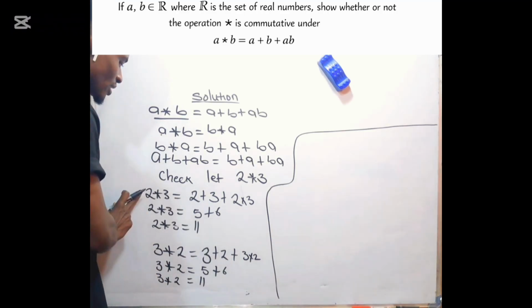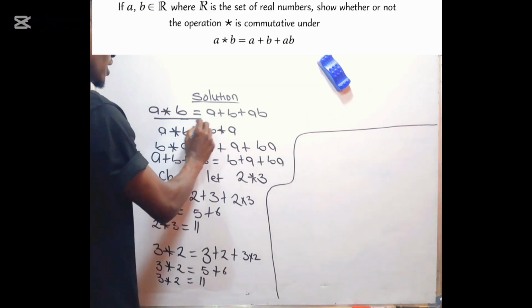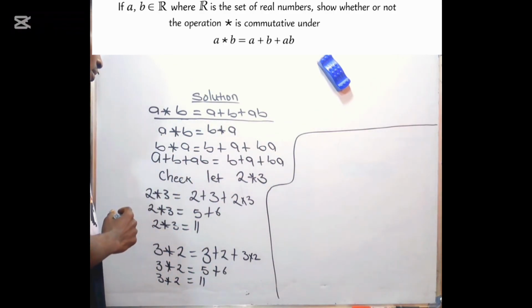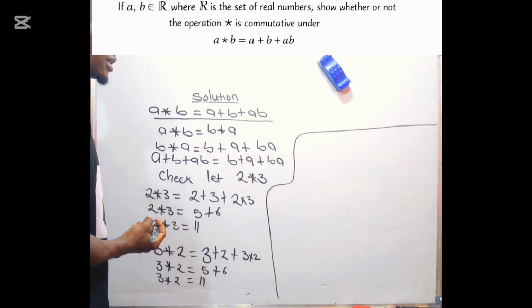Now you can see that 2 asterisk 3 is equal to 3 asterisk 2 under the binary operation a asterisk b equals a plus b plus ab. Therefore, the binary operation is said to be commutative.